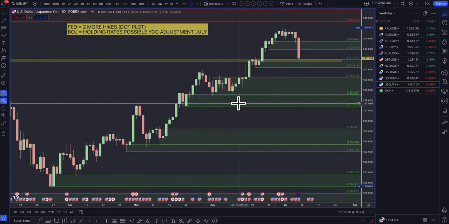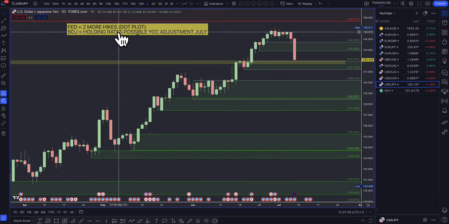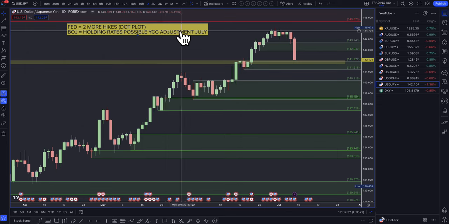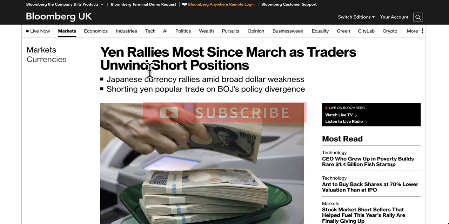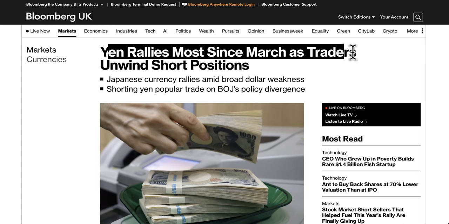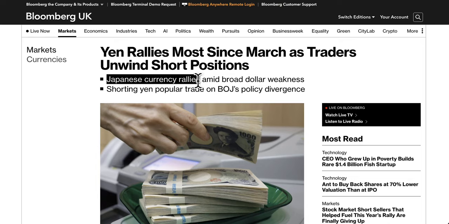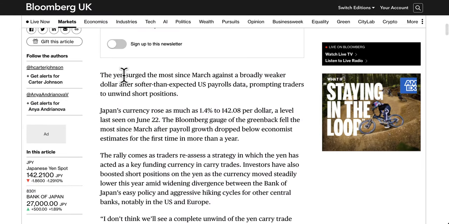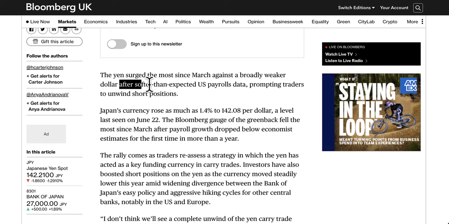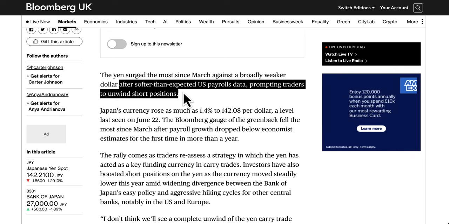Looking at the dollar yen, the Bank of Japan are potentially looking to adjust their yield curve control and monetary policy. Going to Bloomberg: yen rallies most since March as traders unwind their short positions. The market has been heavily short on the yen because of monetary policy. The Bank of Japan have been one of the banks that have been quite dovish. Japanese currency rallies amid broad dollar weakness, and shorting yen, a popular trade on the Bank of Japan's policy divergence. The yen surged the most since March against a broadly weaker dollar after softer than expected US payroll data, prompting traders to unwind short positions.